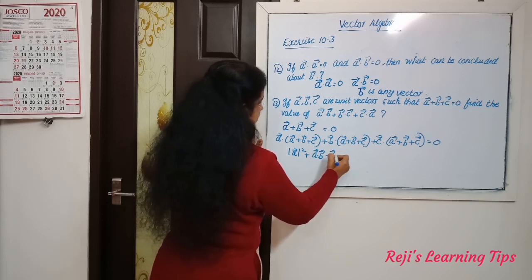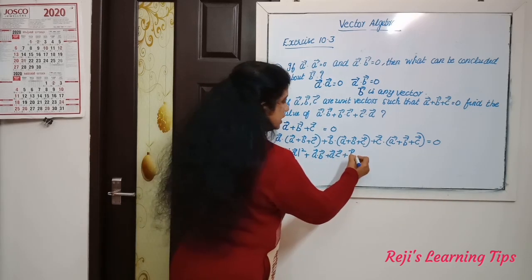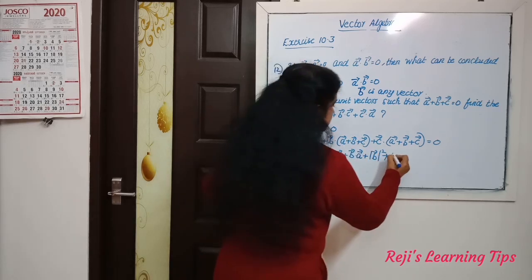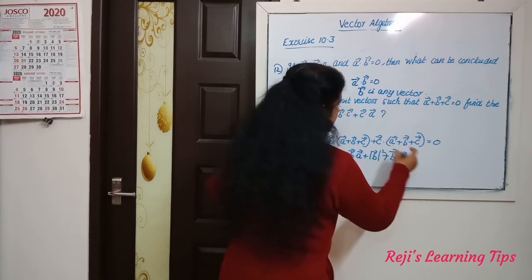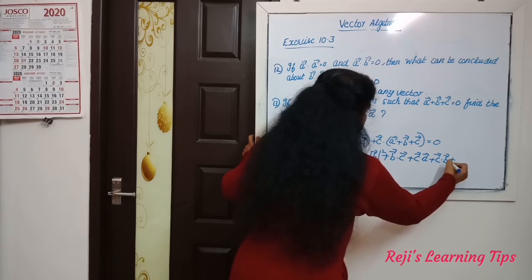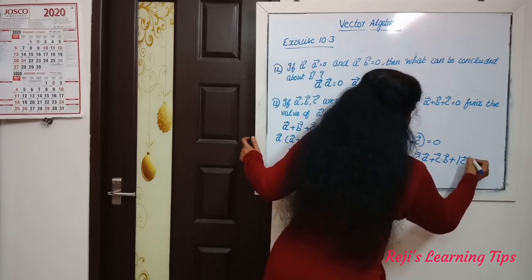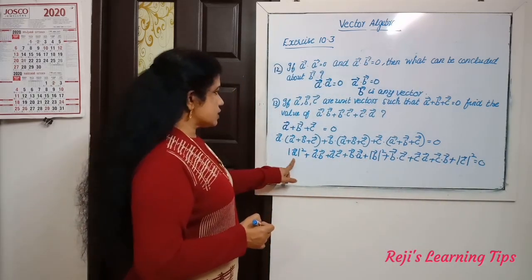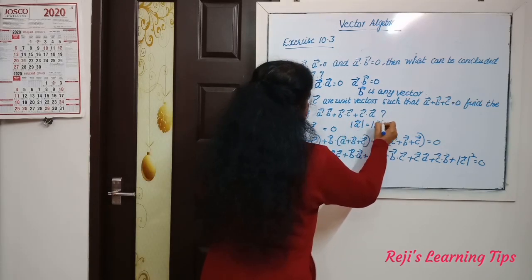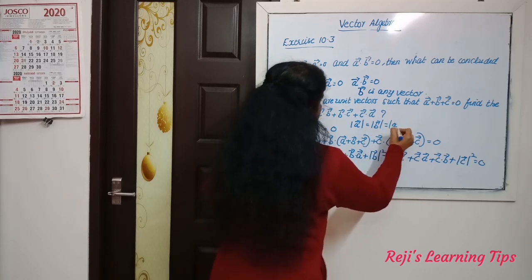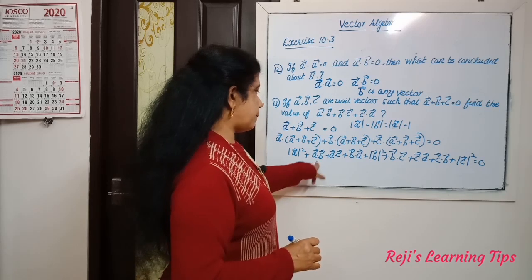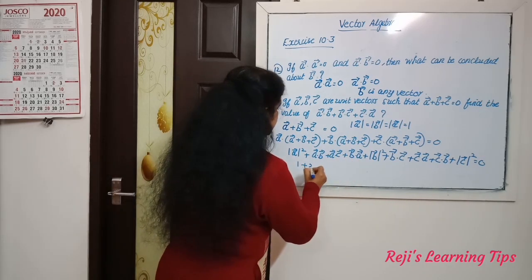A dot B plus A dot C plus B dot A plus modulus of B squared plus B dot C, then C dot A plus C dot B plus C dot C, which is modulus of C squared, that is equal to 0. Then A, B, C are unit vectors. We know that modulus of vector A equals modulus of vector B equals modulus of vector C, that is equal to 1. So we write here 1 plus A dot B plus B dot A. Both are the same, so we write 2 times A dot B.